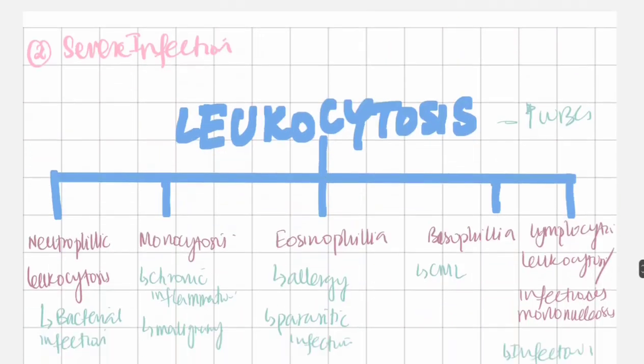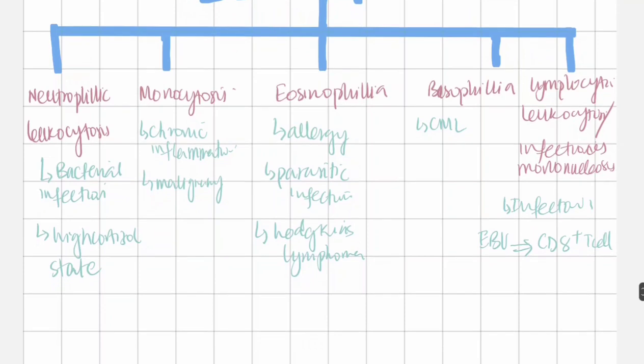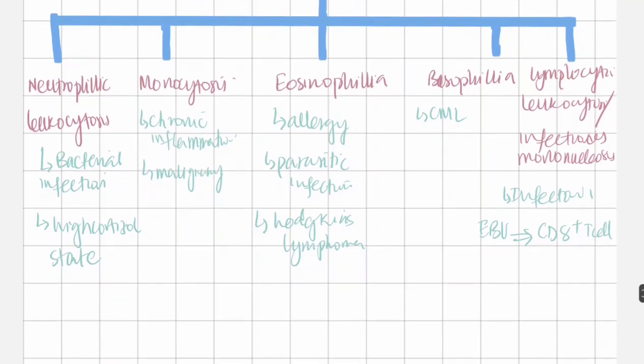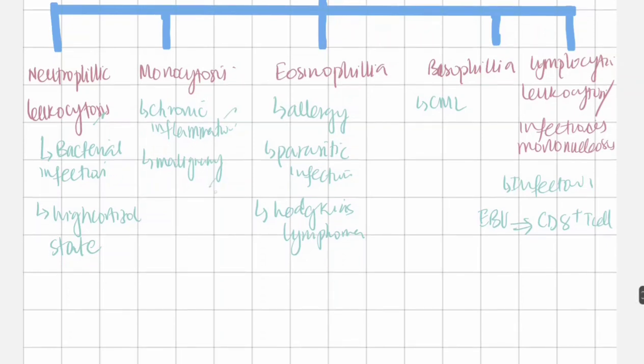Okay. Then for leukocytosis, we have types. Neutrophilic leukocytosis could be in bacterial infection or a high cortisol state. Monocytosis occurs in chronic inflammation and malignancy. Eosinophilia occurs in allergy, parasitic infections, or Hodgkin's lymphoma. Basophilia occurs in CML. Lymphocytic leukocytosis, which we can also call infectious mononucleosis, occurs in infections or EBV. I'm going to detail it right now.